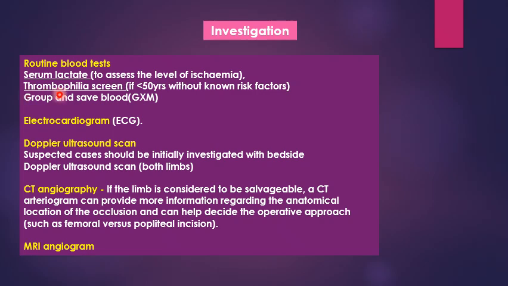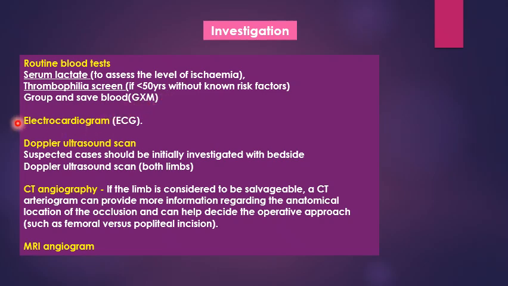Next one is thrombophilia screen. If the patients are young, less than 50 years old with no known risk factors, and it comes with the acute limb ischemia, you must be able to do a full thrombophilia screening test to make sure what category this patient lies. And this patient should also have group and cross-match blood in reserve for possible transfusion.